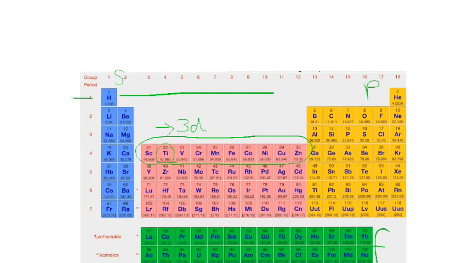So we can see row 1 is full. So we have 1s2, 2 electrons in row 1, done. Our 2s shell is also full, so 2s2. Our p shell, our 2p shell is also full, so 2p6. Row 3, our 3s shell is full, so 3s2. So is our 3p shell.